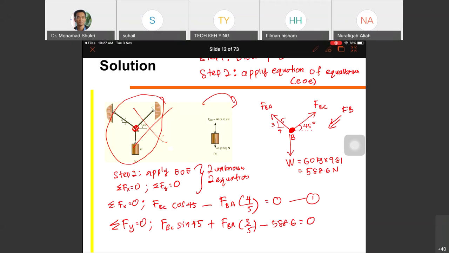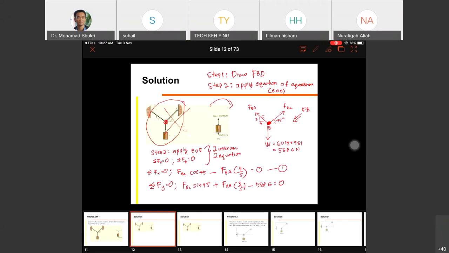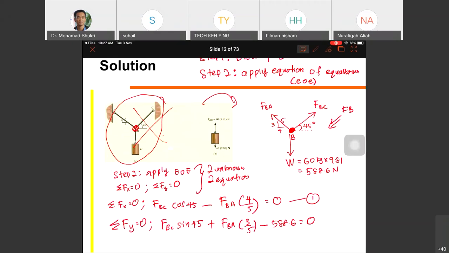If I change this... Sir? Yeah? If the first equation, if I do it FBA 4 over 5 minus FBC cos 45, can or cannot, sir? If I do it the other way around, I get it wrong. For the first equation, FBA 4 over 5 minus FBC cos 45.